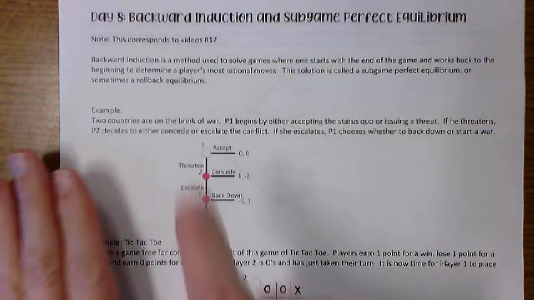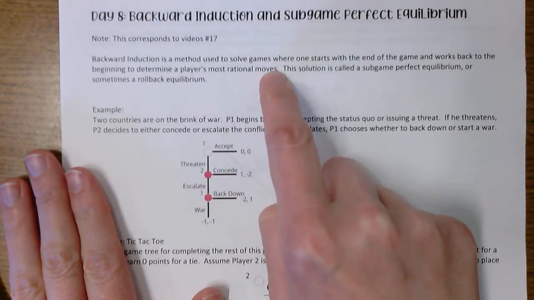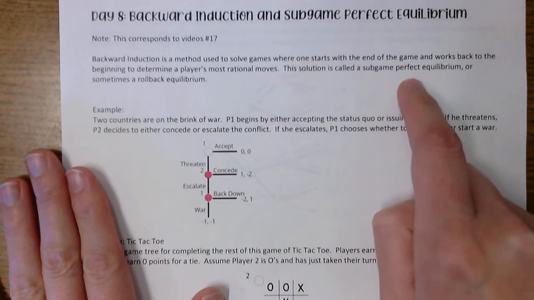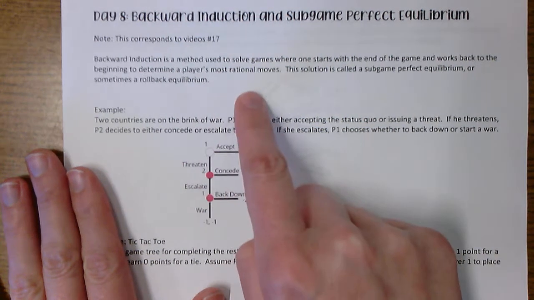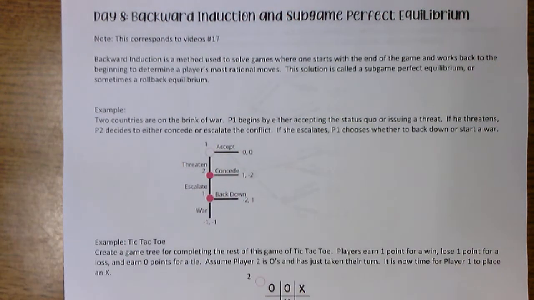Backward induction is a method used to solve games where you start at the end of the game and work your way backwards to the beginning to figure out a player's most rational moves. One of the concepts in game theory is that you always assume that your opponent is smart and that they will always make the best move for themselves. Those are the basic assumptions that you make.